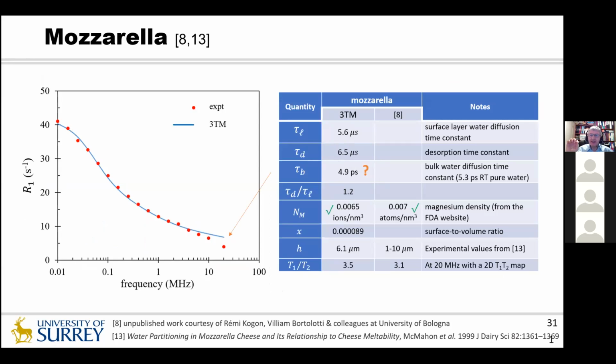We can look at the magnesium density in the solid. So the 3-tau model data is astoundingly close to the value taken from the FDA website for mozzarella cheese. Also, the thickness of the pores comes at 6.1 from the fit, and experimental values are typically 1 to 10 microns. Remarkable. Okay, so that's where we conclude here.